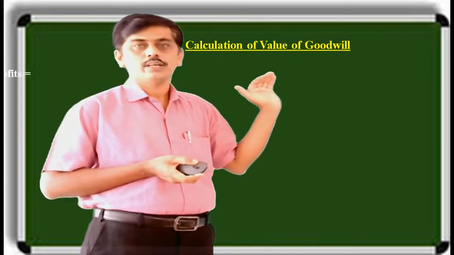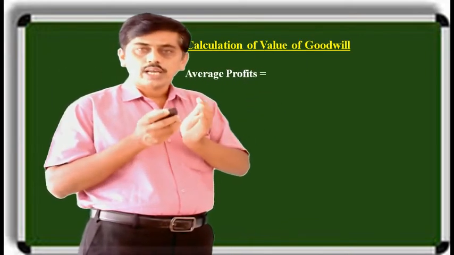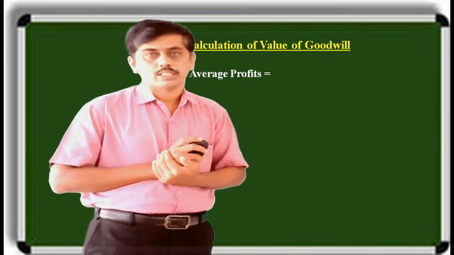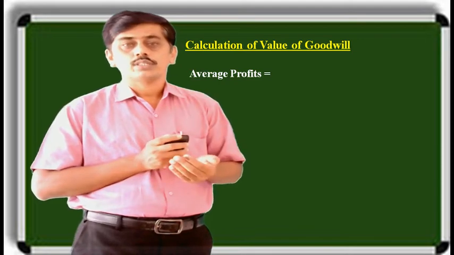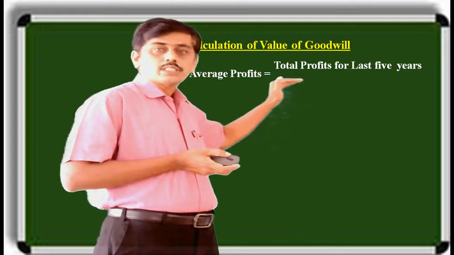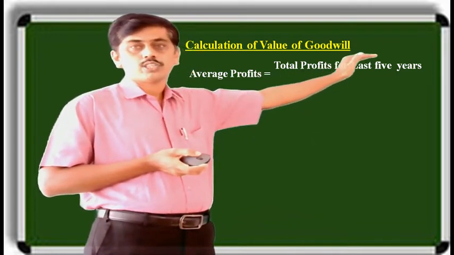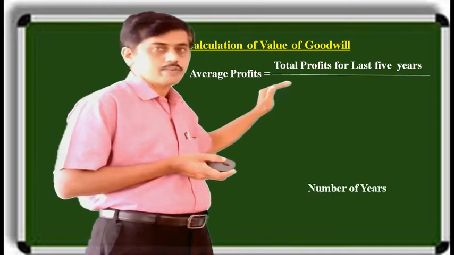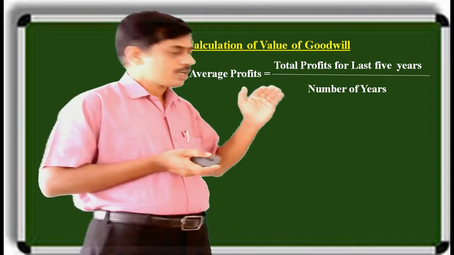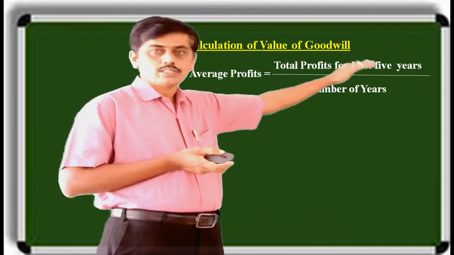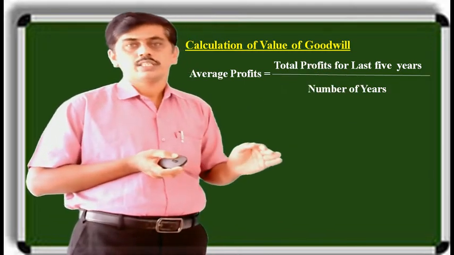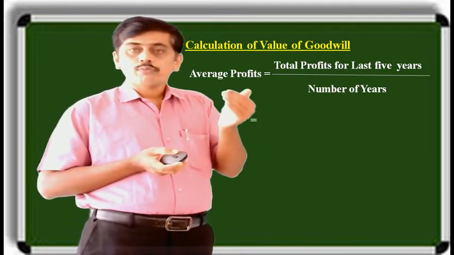Calculation of value of goodwill. We know that for calculation of value of goodwill, we are supposed to follow average profits method. So first, find out the average profit. Average profits equals total profits of last 5 years divided by number of years. Number of years here means 5 years. That equals total profit for last 5 years.